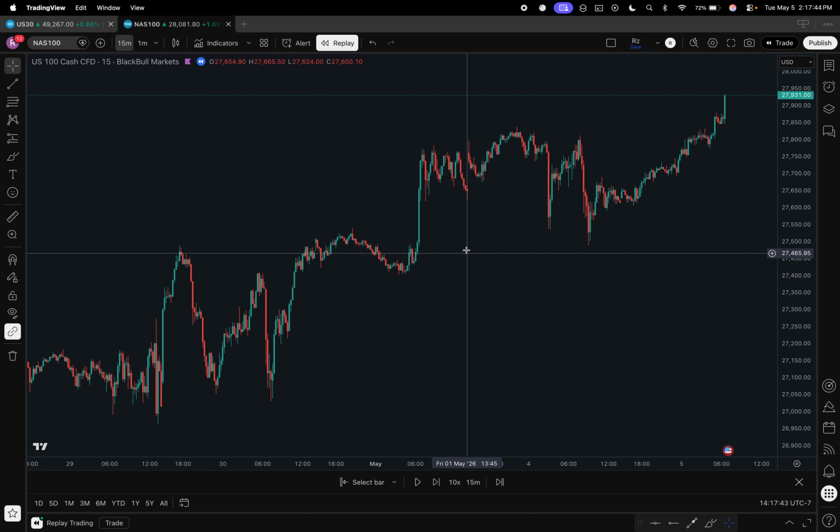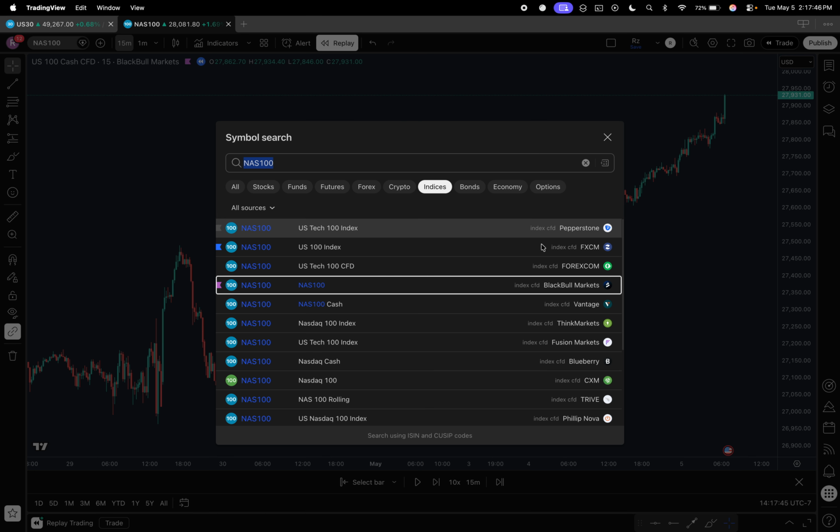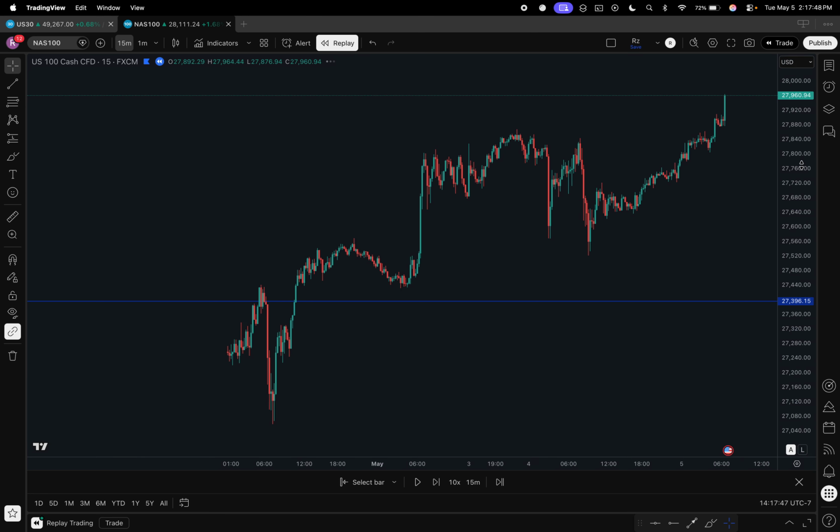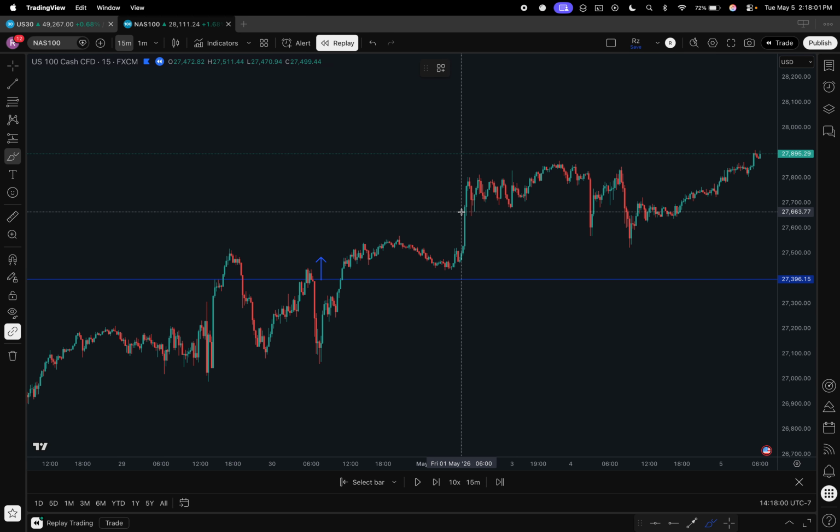But let me just rewind it again. Doesn't matter, Black Bull Markets or FXCM, that's not really that much of a difference. But this is why I always want to keep it a little bit zoomed out, and I just want to read it, right? I just want to be patient. I want to grab my little marker, see what happened.